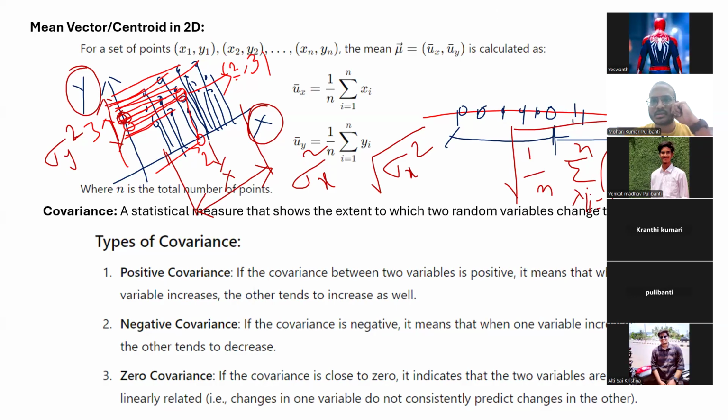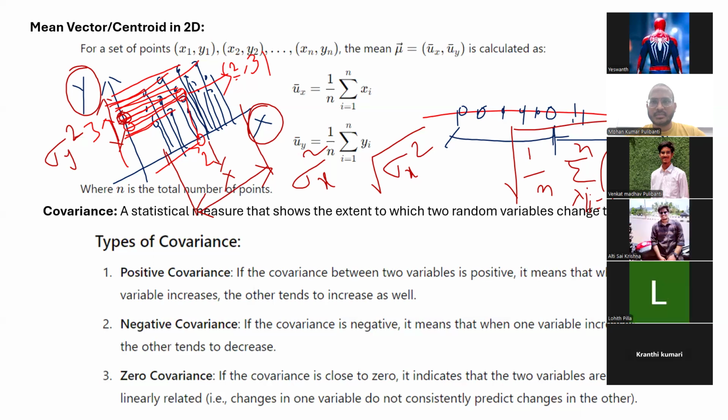Can someone answer this? What is the difference between variance and standard deviation? Standard deviation is the square root value of variance. Yeah, that's right. And why do we calculate standard deviation? Why is variance not sufficient to calculate the dispersion of the points from the mean? It's a long distance, so we calculate the standard deviation.